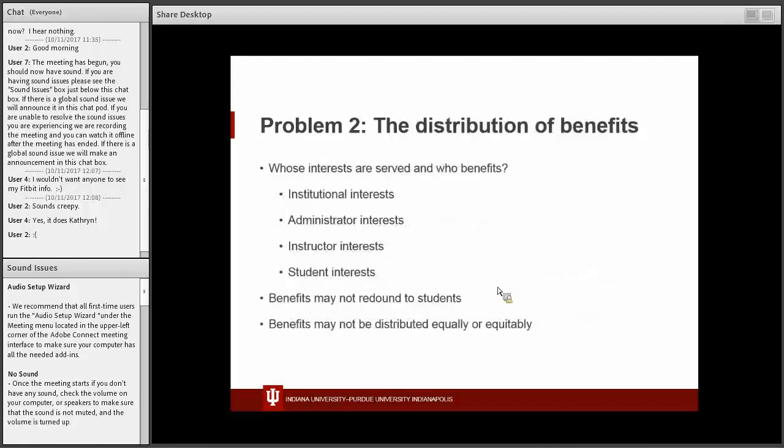Problem number two, the distribution of benefits. So whose interests are served and who benefits? It could be the institution, the administrator, or the instructor, or hopefully students do benefit as well. But benefits may not redound to students. Especially this generation of students may not get the full benefit of learning analytics. Perhaps all of the data gathered about students today is only going to inform the next generation of students, right? Because we're developing all the predictive capabilities now, testing it on this generation of students, and we're going to perfect it now for the second generation.